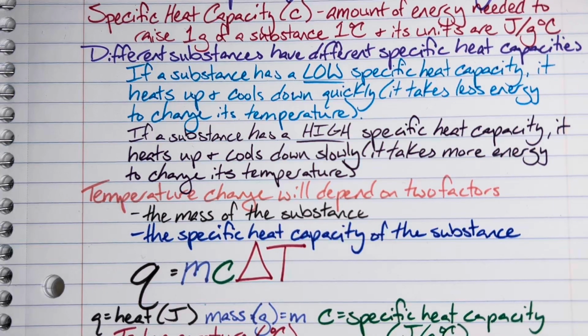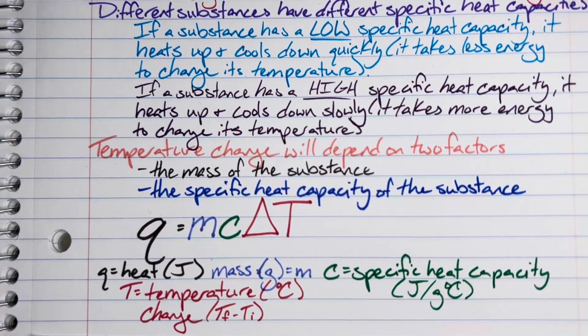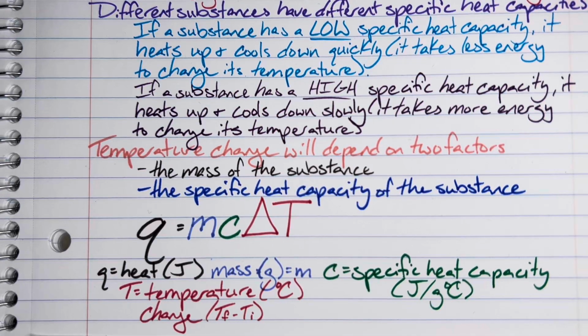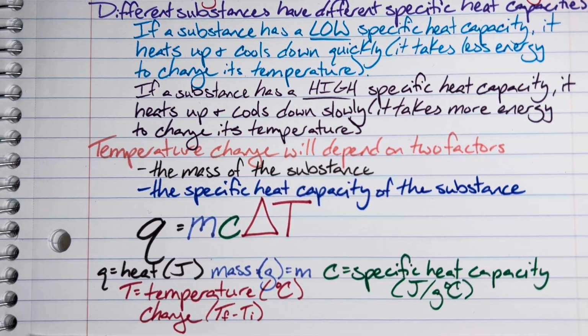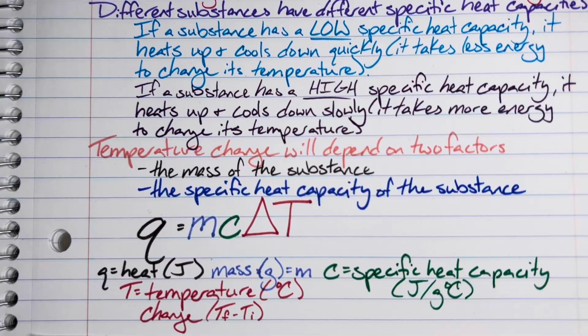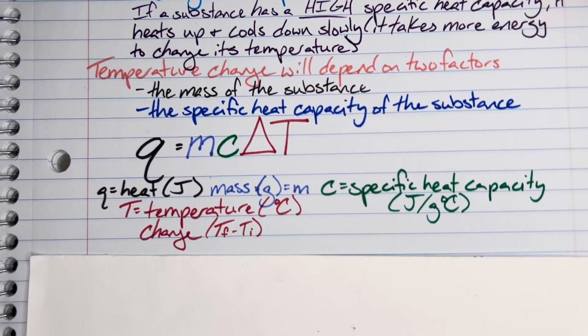Q is going to be our heat in units of joules. Our m is going to be our mass in units of grams. c is our specific heat capacity, again in units of joules per gram degree Celsius. And then our ΔT is going to be our temperature change that is in Celsius, and that is going to be our final temperature minus our initial temperature.